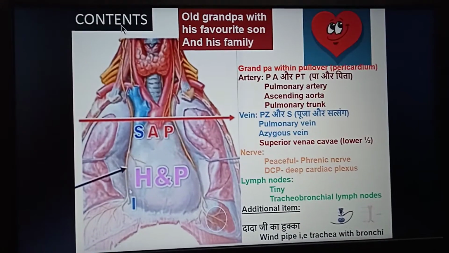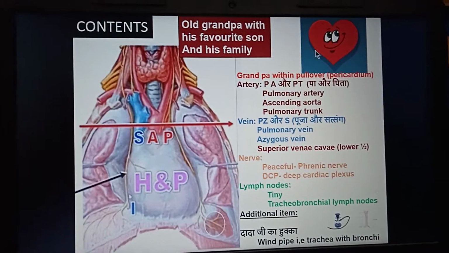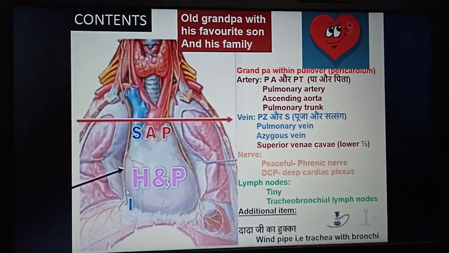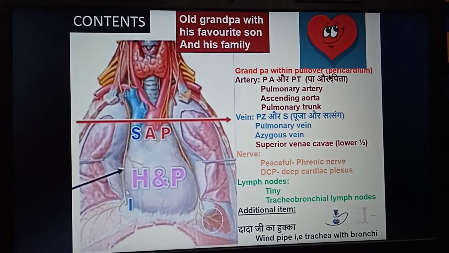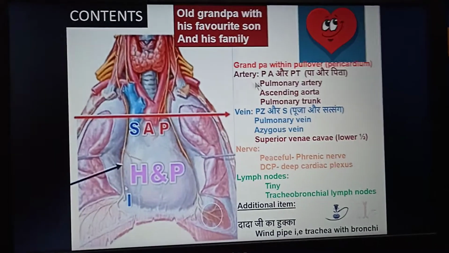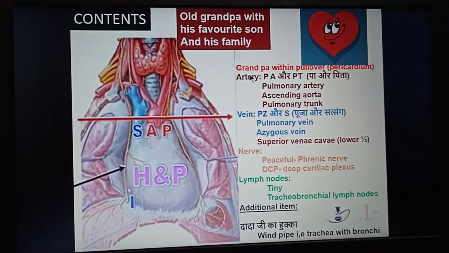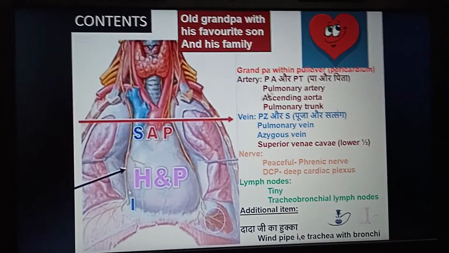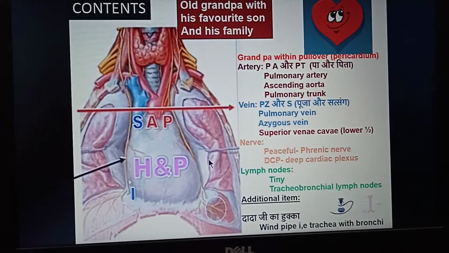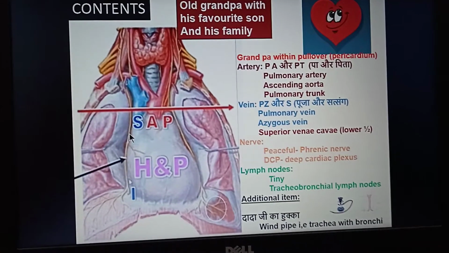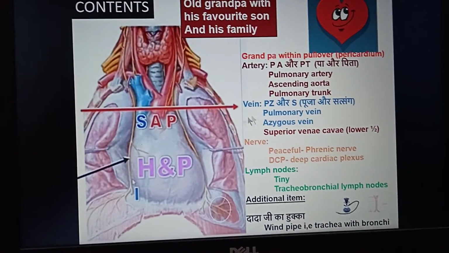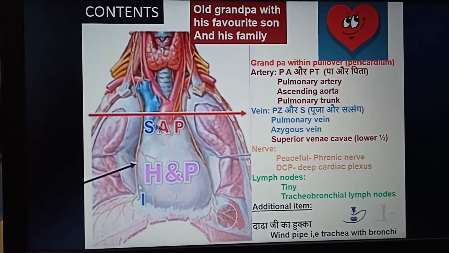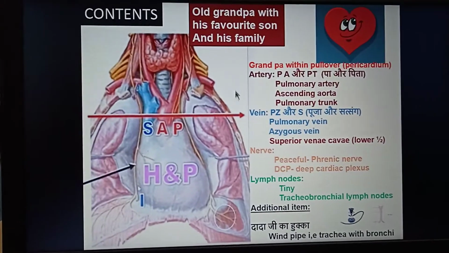The first inhabitant of the middle mediastinum is grandpa, within a pullover. He always used to wear a pullover, that is the pericardium. And what are the arteries? That is the favorite son, pulmonary artery, and these are the immediate branches. Pulmonary artery, ascending aorta, pulmonary trunk, they are just coming out from the heart. So they are immediate branches.